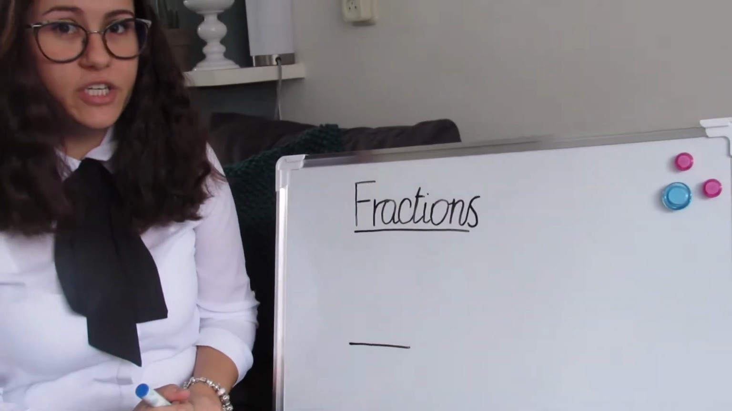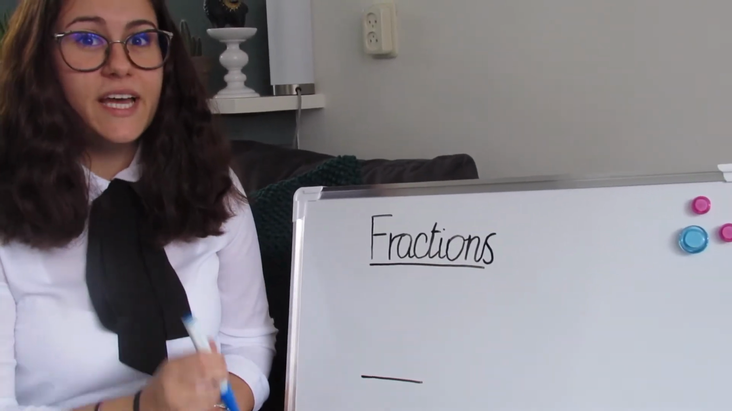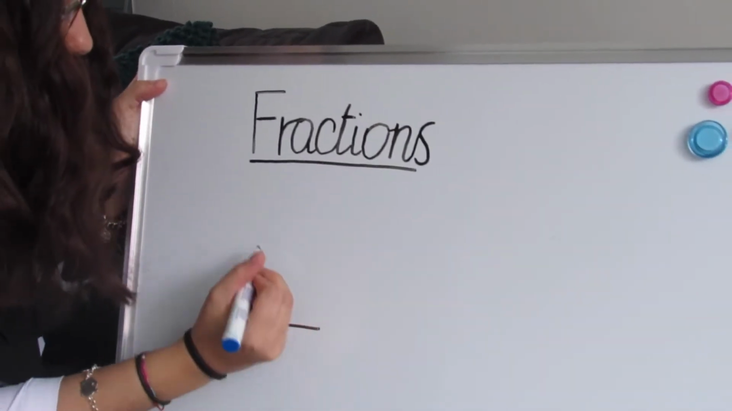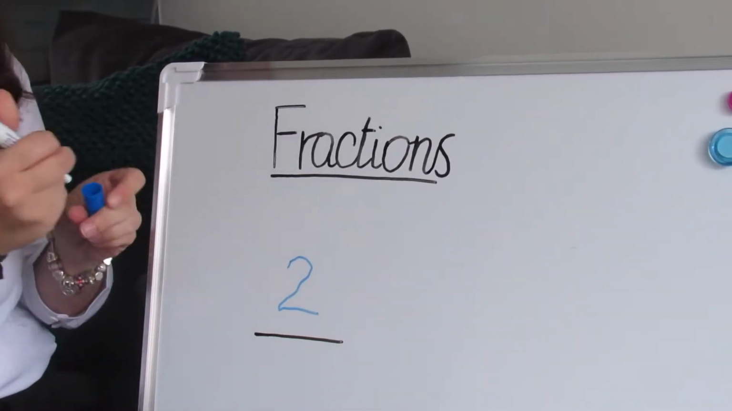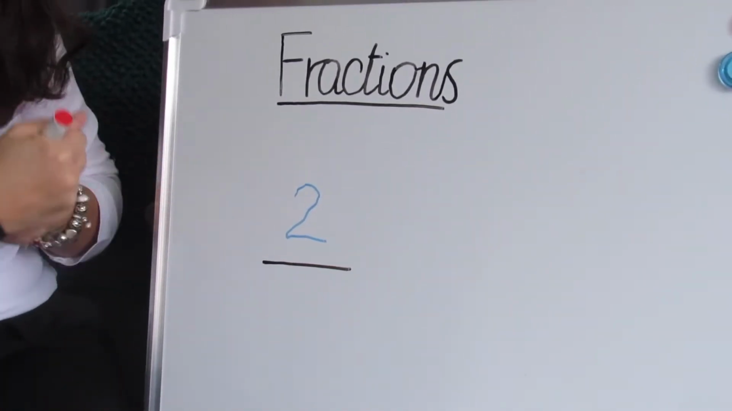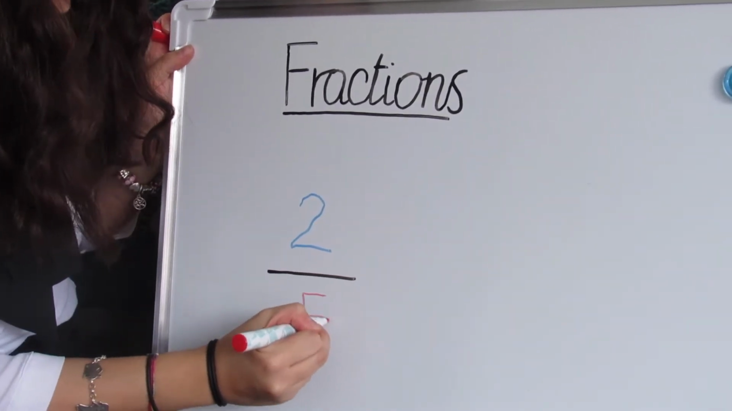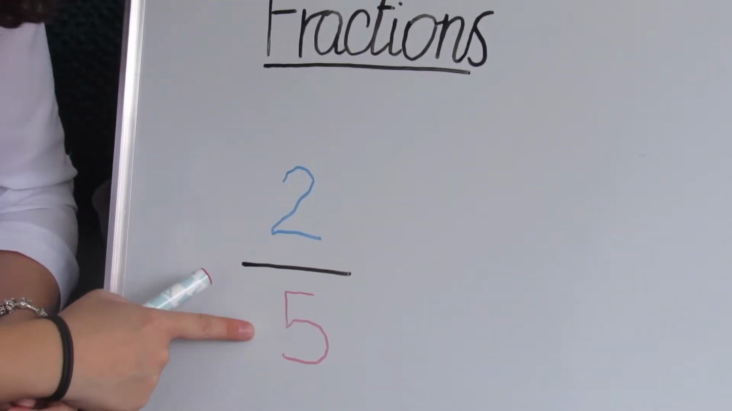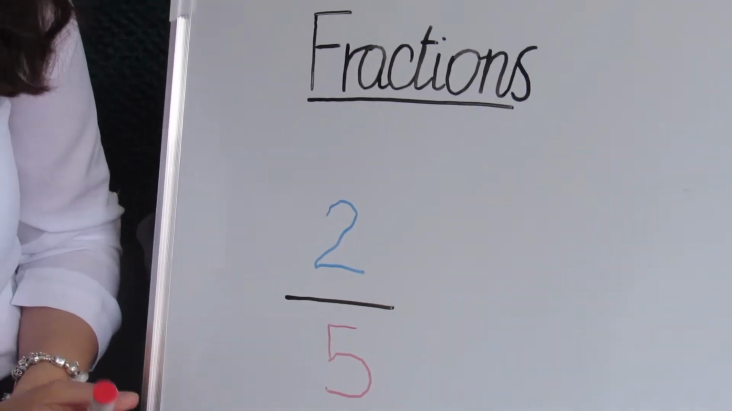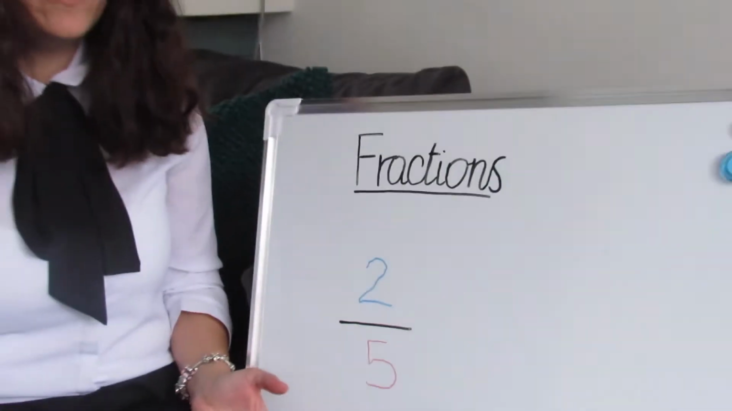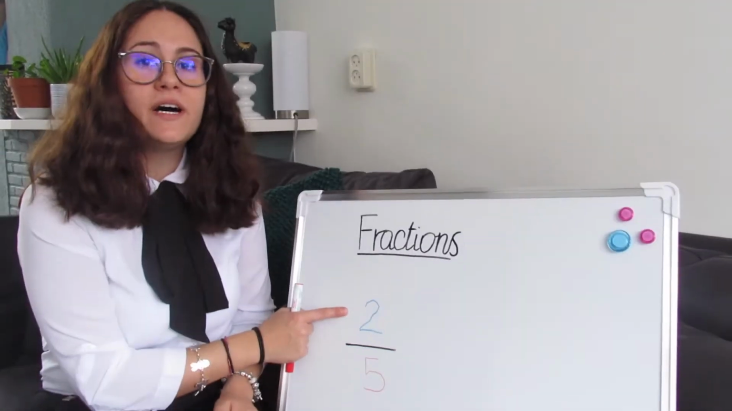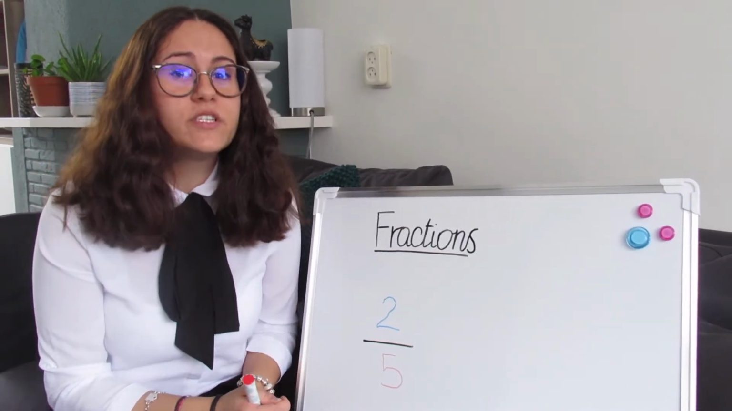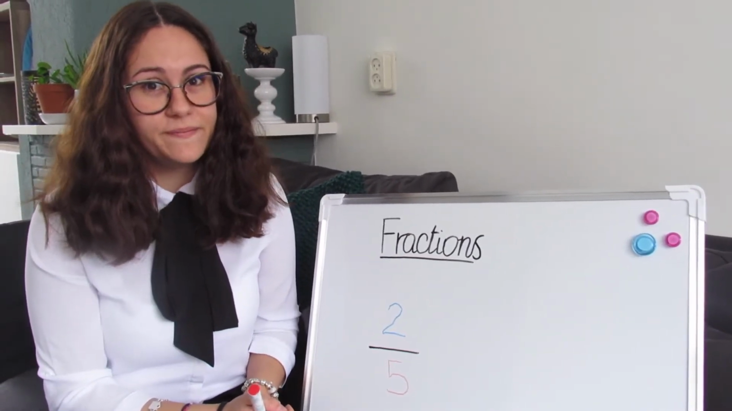So when we write a fraction, we have two numbers, one on top of the other, and a line in between. So for example, we can have a fraction like 2/5, where 2 is the numerator and 5 is the denominator. So 5 represents the whole and 2 represents the part that we're taking into account. So now we're going to learn about unit and non-unit fractions.